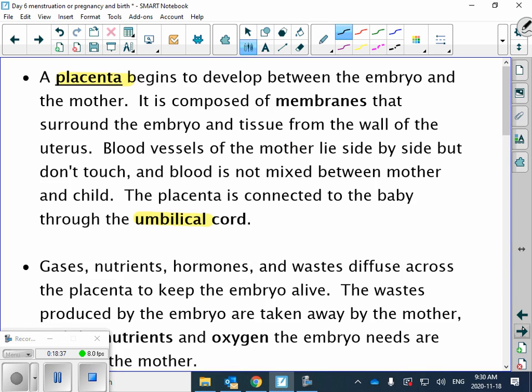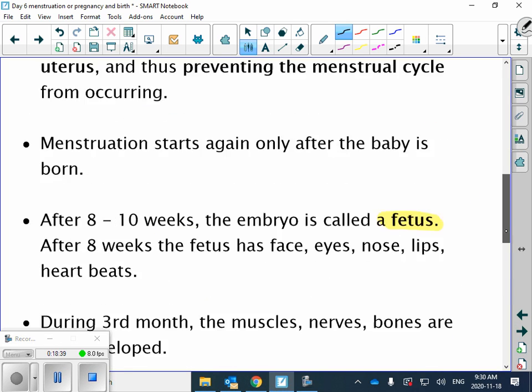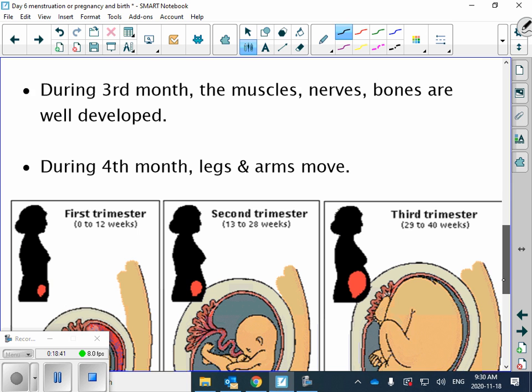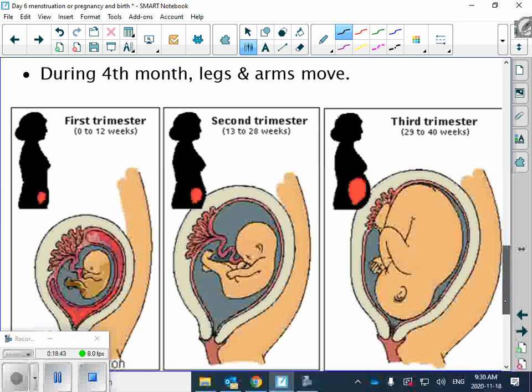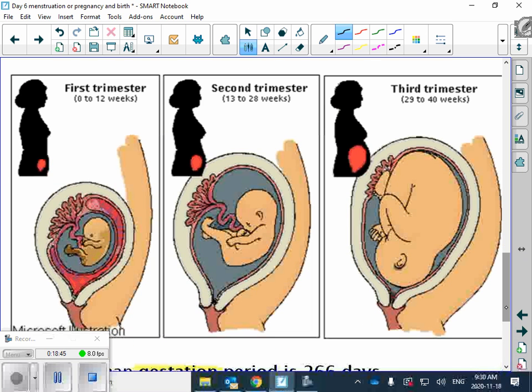All right. So let's pop down again to the bottom of this page. Okay? During the 4th month, legs and arms start to move, so you'll start to feel a flutter of the baby moving. So here's the first trimester. Here's what the mother's stomach, or the uterus, would look like. And there's the baby in that first 0 to 12 weeks.